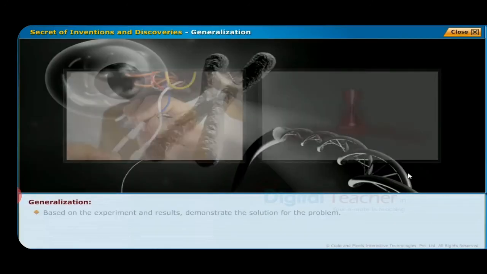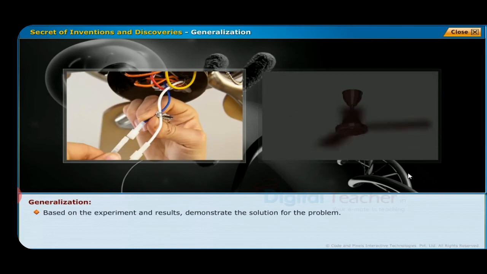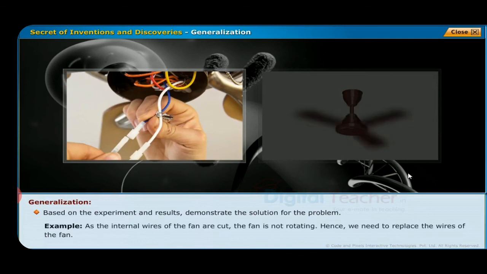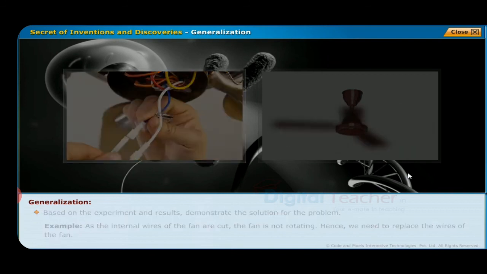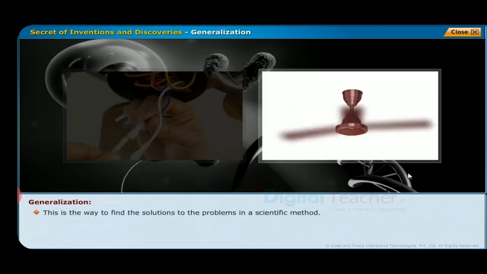Generalization. Based on the experiment and results, demonstrate the solution for the problem. Example, as the internal wires of the fan are cut, the fan is not rotating. Hence, we need to replace the wires of the fan. This is the way to find the solutions to problems in a scientific method.